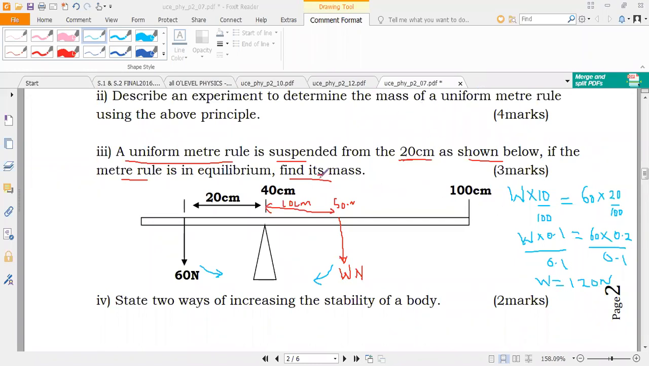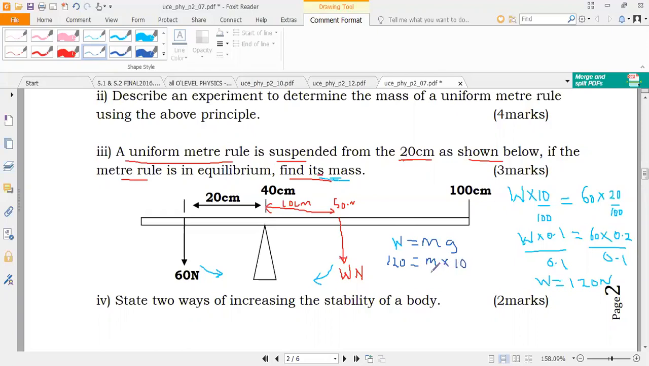So remember, the question is asking for the mass. So after getting the weight, you don't stop there. You go ahead and look for the mass. So for the mass, we shall use the formula for weight, which is always given by the product of mass and the acceleration due to gravity, what we call G. So the weight is 120, and this is equivalent to the mass that we are looking for times G.